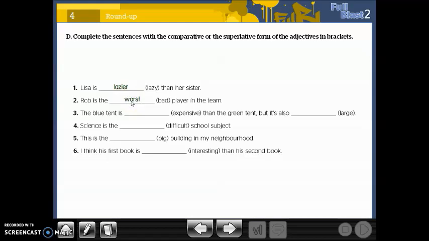worst player in the team. The blue tent is more expensive than the green tent, but it is also larger. Science is the most difficult school subject. 5. This is the biggest building in my neighborhood. And the last sentence, I think his first book is more interesting than his second book.